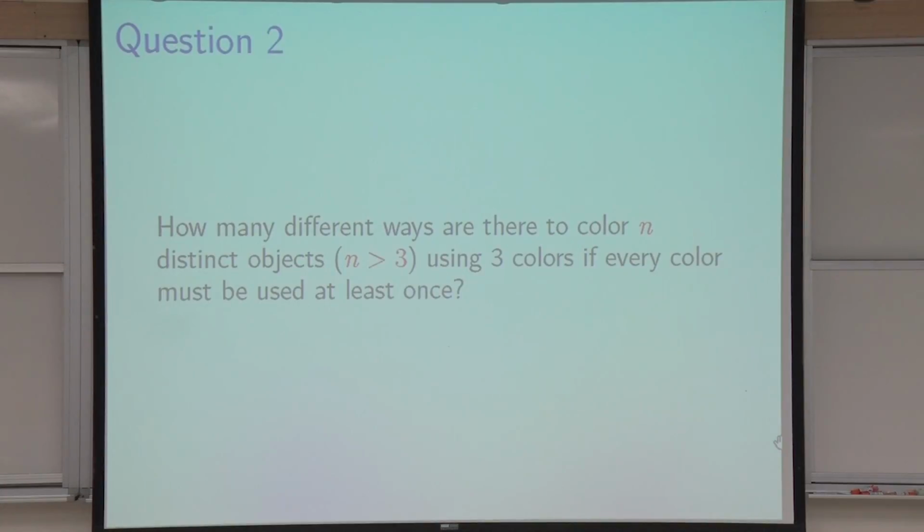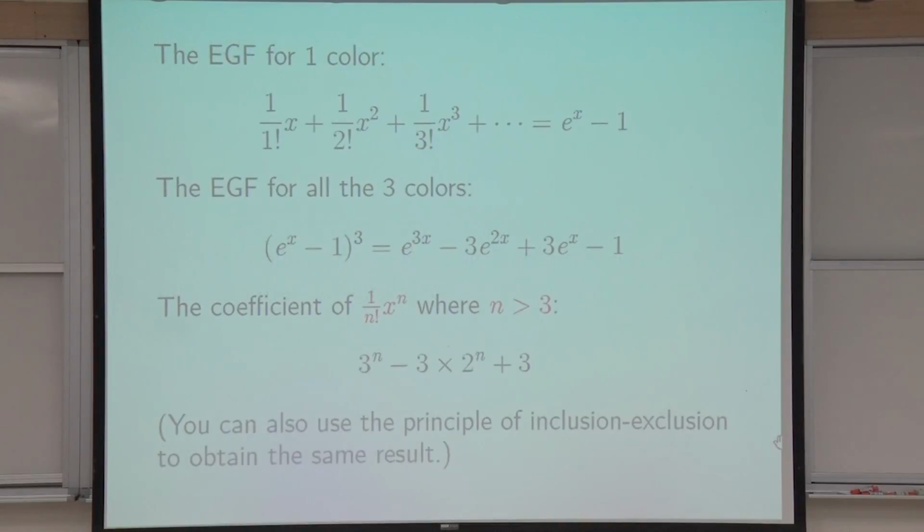And for the second question, how many different ways are there to color n distinct objects using 3 colors, if every color must be used at least once? So we can use a similar way. For each color, we have the generating function, which is equal to e to the power x minus 1. We cannot have zero objects with some color.